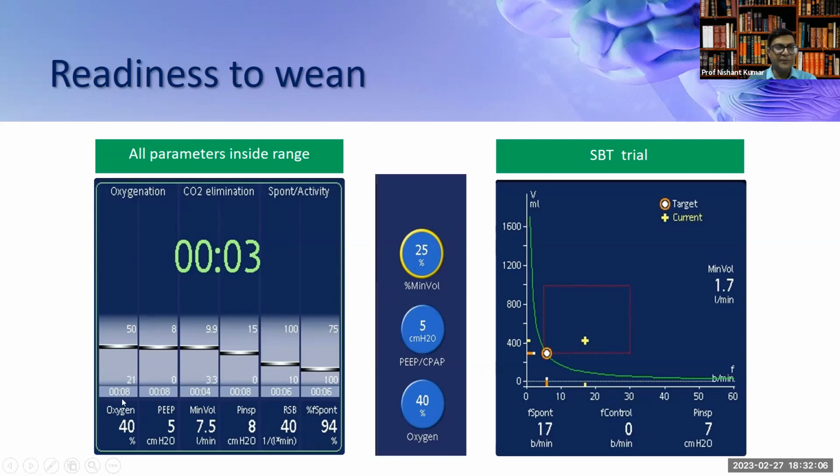What we do is we see these parameters: oxygen, PEEP, minute volume, P inspiratory, RSBI, and percentage of spontaneous breaths. These are the guidelines. If all the parameters are within range, and there's a square here and it falls, this is the patient's effort, and this is the target to be achieved. If it falls very well in that white square or closer to the target, then a spontaneous breathing trial can be given and the patient extubated. So that is how these AI tools can help in controlling ventilation as well as your weaning protocol.